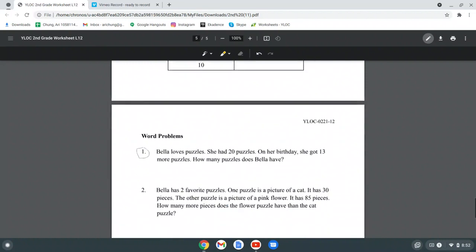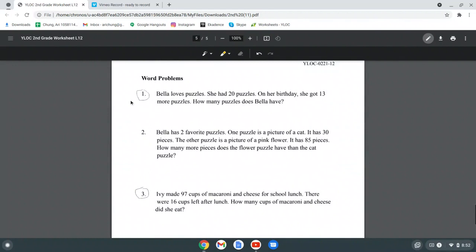Let's go to word problems, and let's look at number 1. Bella loves puzzles. She had 20 puzzles. On her birthday, she got 13 more puzzles. How many puzzles does Bella have? Let's see, and we can see that she had 20 puzzles, and then she got 13 more puzzles. So we are going to add 20 plus 13 to find how many puzzles she has altogether.